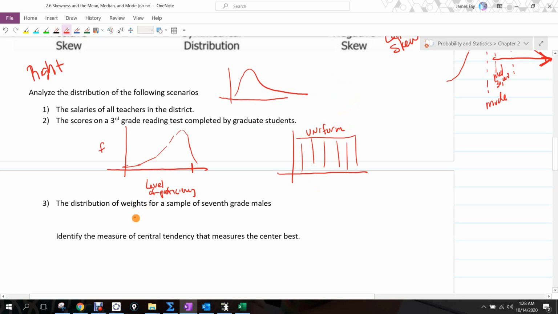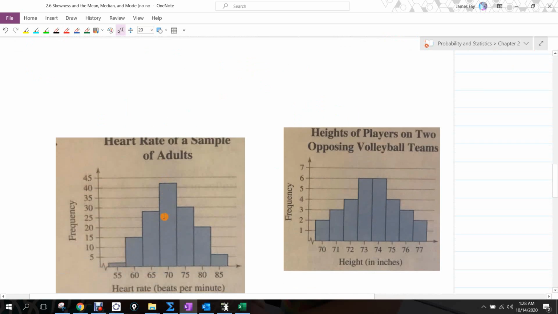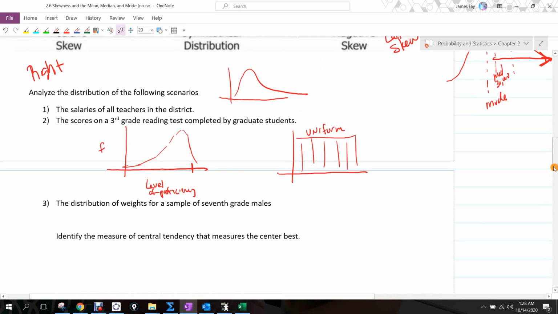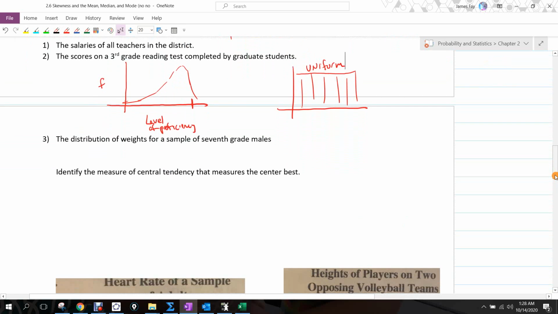If we look at option 3, it says the distribution of weights of a sample of 7th grade males. If I think about that situation, is there anything in it analogous to salaries, or analogous to a test being very easy for an intelligent group, or very difficult for an unintelligent group?